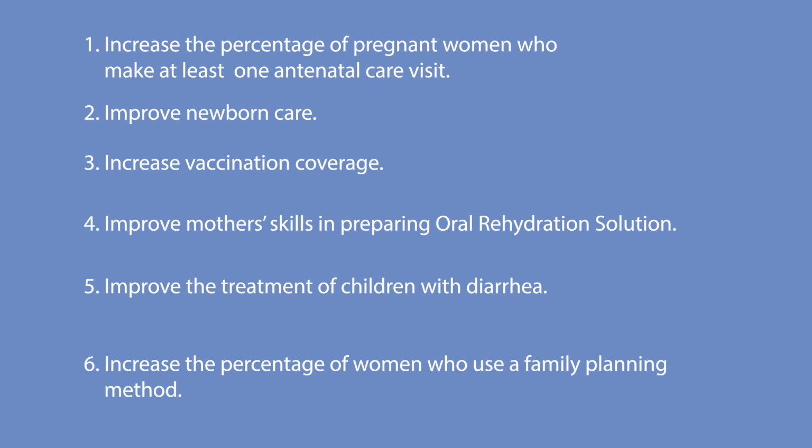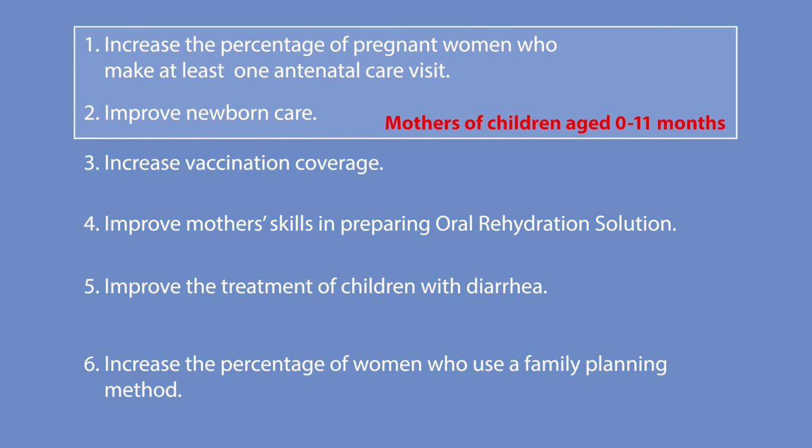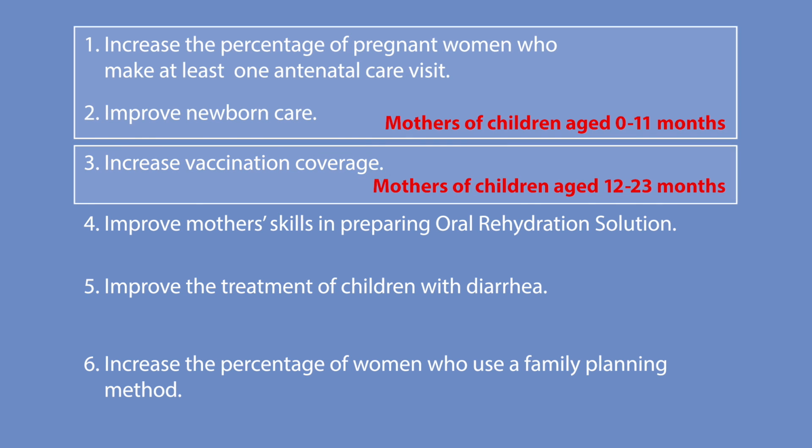Pause the video and take a few minutes to figure it out. Okay, so we need 5 different groups of respondents. Mothers of children aged 0 to 11 months to assess the first 2 interventions. Mothers of children aged 12 to 23 months to assess vaccination coverage.